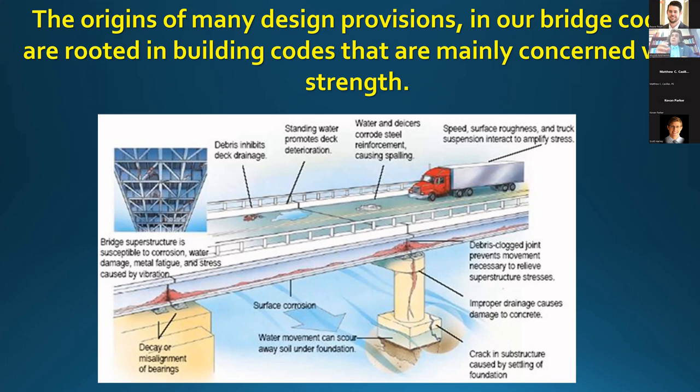The reason I'm mentioning that is because many provisions in our AASHTO LRFD bridge design specification, the bridge code, are really rooted in the building code, steel and concrete. For steel and concrete buildings, strength is fine because every element is protected and you don't have that much durability problem or exposure. But in the case of the bridge, it's something else. So that's a very important thing to consider.